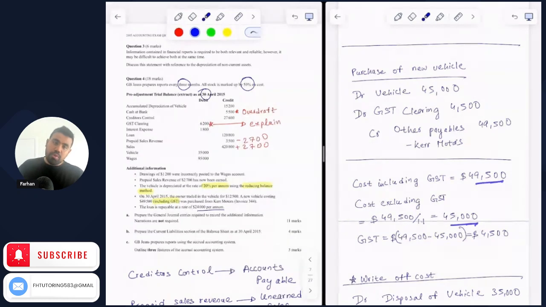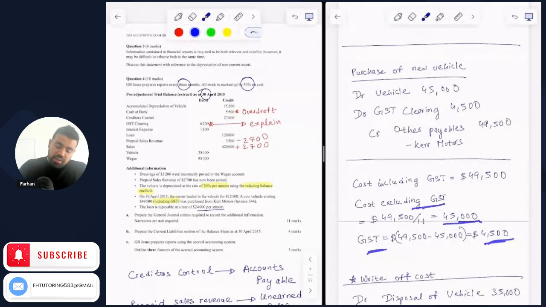So using algebra, if you just want to find the cost excluding GST, you just simply take the cost including GST and then divide with 1.1. And this is something you can do every time if you are converting from including GST value to excluding GST values. Okay, so the GST is therefore 4,500 and the cost price excluding GST is $45,000.